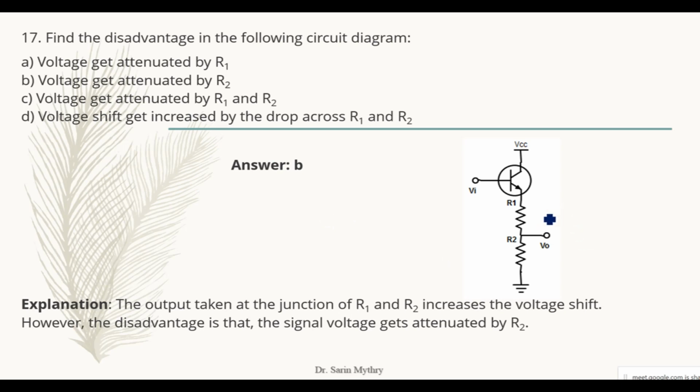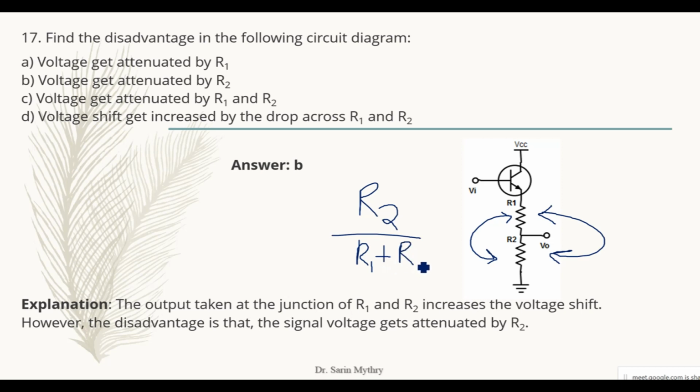Why am I saying option B is correct? Because your output is taken between the two resistors. Output taken between the two resistors means this output is getting divided. You are supposed to apply the voltage division method here, such that it is R2 upon R2 plus R1, into this particular voltage Vin.